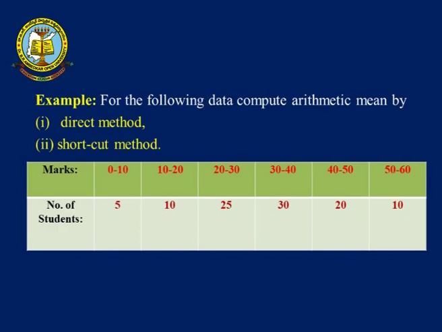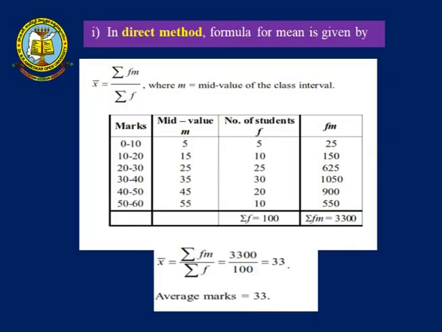How to calculate these things? You already know the formula: marks, mid values and number of students. Mid values, how to obtain the mid values? Upper limit plus lower limit by 2, 0 plus 10 by 2, how much? That is 5. Next 10 plus 20 by 2, and so on, then we will get the mid values 5, 15, 25, 35, 45, 55. Then the number of students is already given in your question.